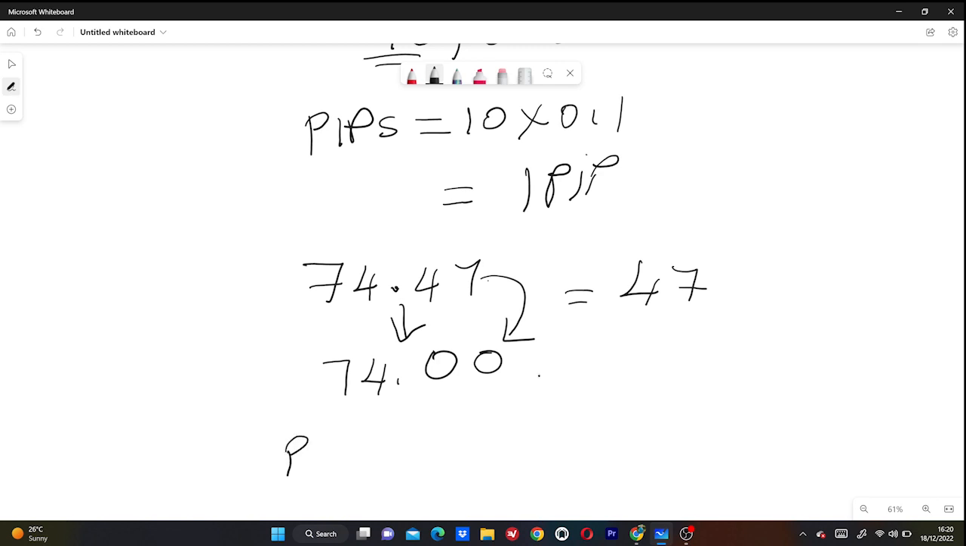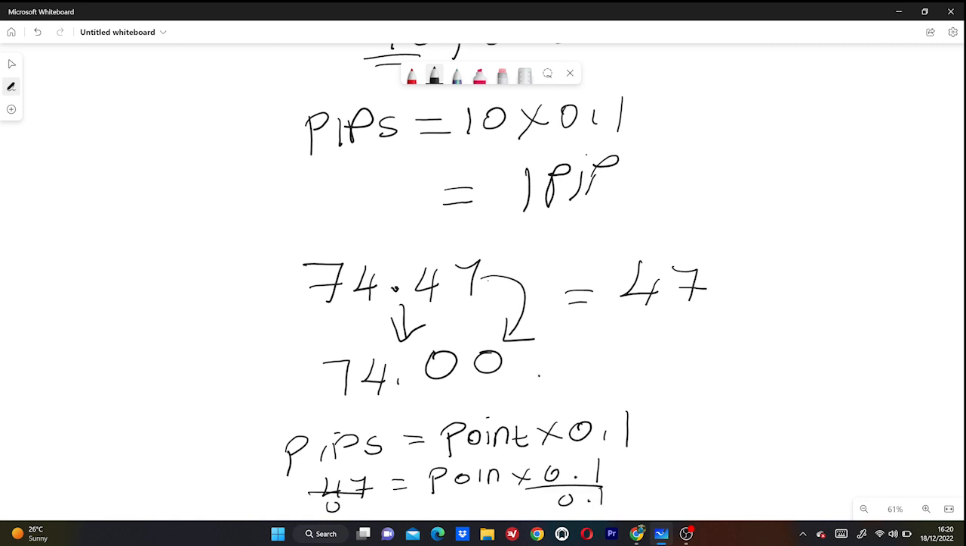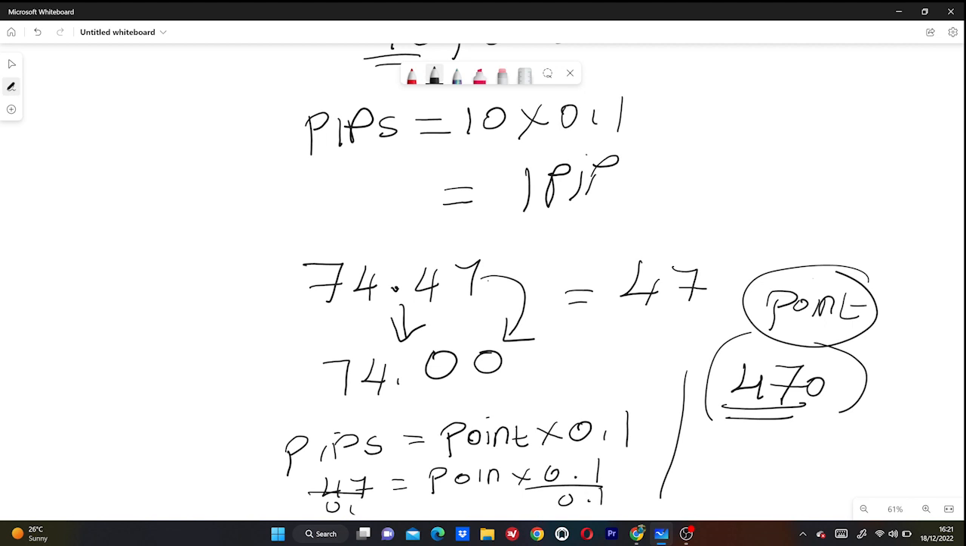So pips is equal to points times 0.1. Over here we have 47 pips. If you just want to get points, you divide by 0.1, which is just like multiplying by 10. So here we have an estimation of 470 points. That's how you calculate the points and the pips.